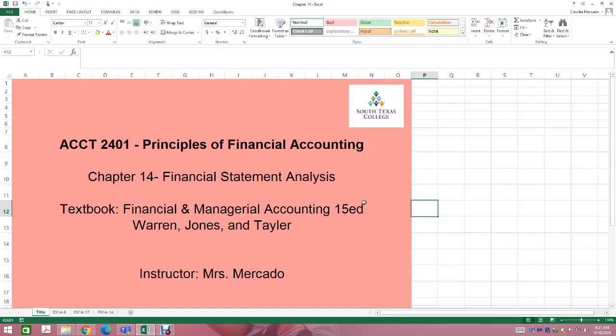In your final exam, you're going to be having three problems over chapter 14. The first problem is going to be similar to exercise 14.6, which deals with current position analysis. The next problem that's also going to be on your final exam deals with profitability ratios, and that is exercise 14.17. And last but not least, we're also going to have a horizontal analysis of an income statement. That's going to be problem 14.1a.